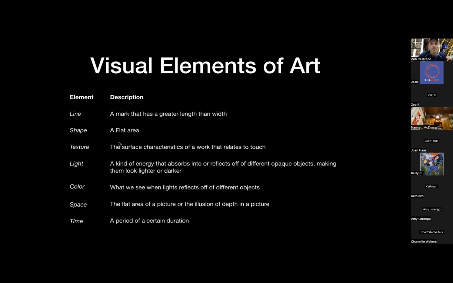We'll touch upon line, and then we'll also go over light, which is a very important part of trying to create three-dimensionality on a flat surface. Light is a kind of energy that absorbs into or reflects off of different opaque objects, making them look lighter or darker. And of course, color also plays a key role in how we observe light and darkness. Color in this case is defined as what we see when light reflects off of different objects. Through all these visual elements of art, we also tend to interpret space and time. Okay, great. Let's move on to the next.